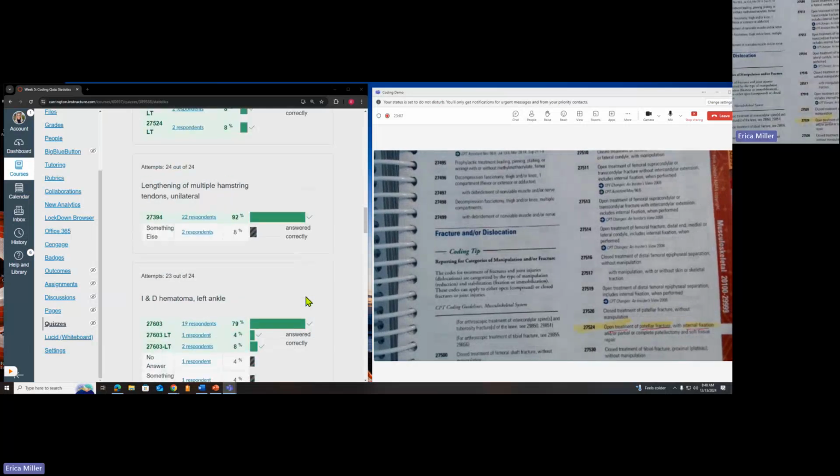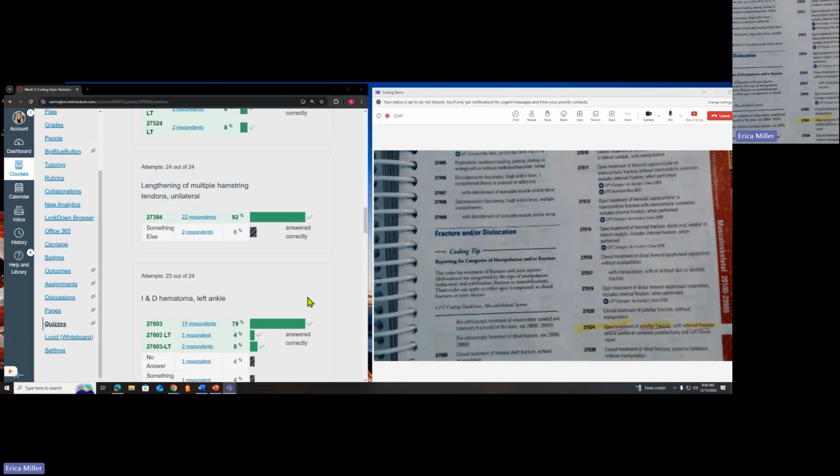All right, up next, we've got a lengthening of multiple hamstring tendons, unilateral. So uni equals 1, right? So now we know we've got hamstrings, anatomical knowledge here. So where are your hamstrings? Your hamstrings are tendons that are in the back of your upper leg. All right. They're giving us details of multiple, and unilateral is telling you that it's on one side. So one of the legs was treated, multiple hamstring tendons were lengthened on one side.